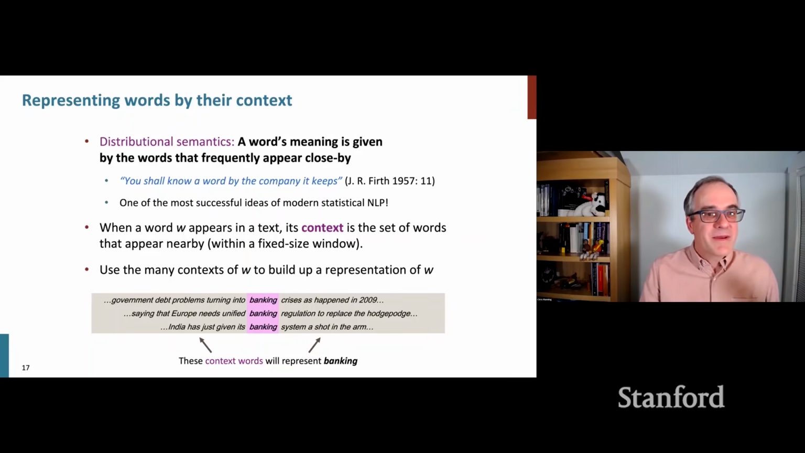So when a word appears in a text, it has a context, which are the set of words that appear nearby. And so for a particular word, my example here is banking, we'll find a bunch of places where banking occurs in texts. And we'll collect the nearby words as context words, and we'll say that those words appearing in that muddy brown color around banking will in some sense represent the meaning of the word banking.